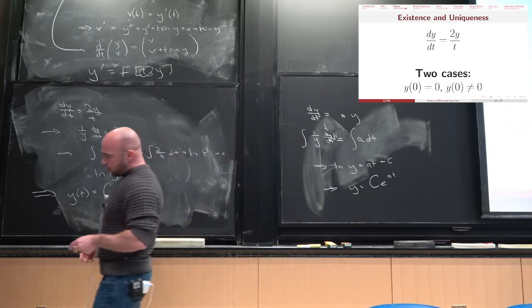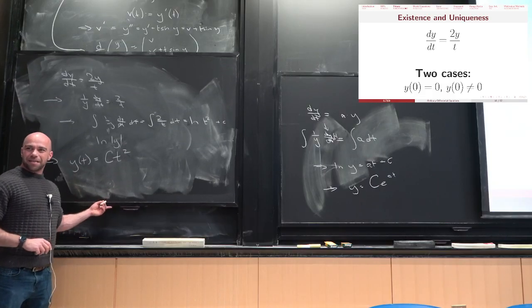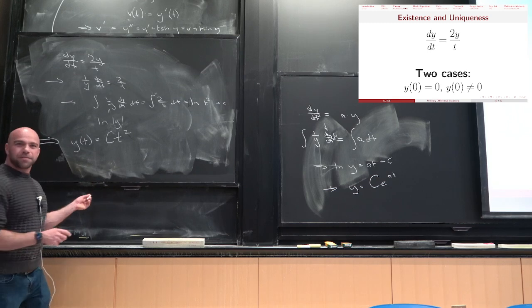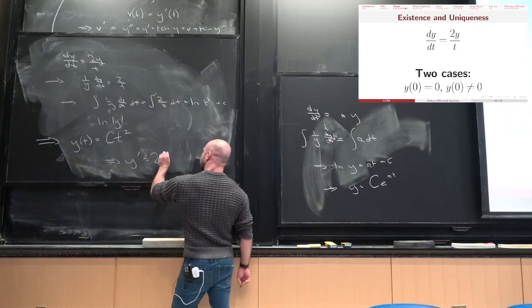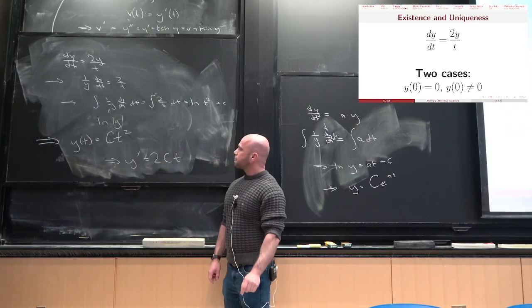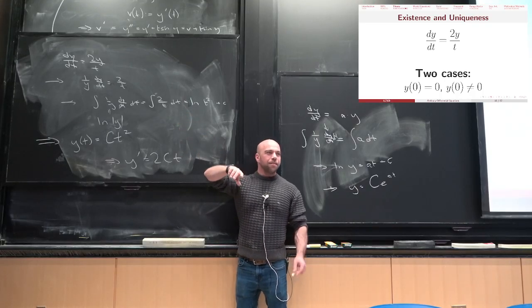Now, one thing that we could do is double check that we actually solved the problem that we set out to solve. Notice that in this case, what is y prime? Well, it's 2ct. So initially that feels fine. It does satisfy the ODE. Does anybody notice anything that's wrong?